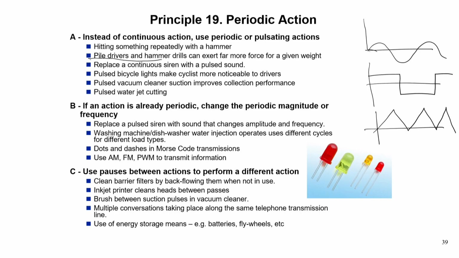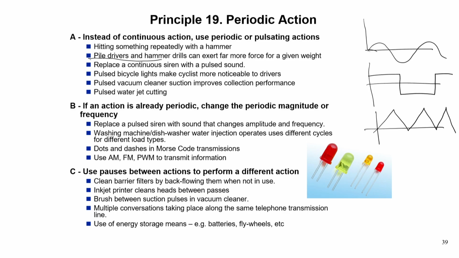Replace a continuous siren with a pulsed sound, or pulsed bicycle lights that make cyclists more noticeable to drivers, no? If it is pulsating. Pulsed vacuum cleaner suction, pulsed water jet cutting. We have PWM signals for stepper motors. So, these are examples of, instead of continuous action, having pulsating action.